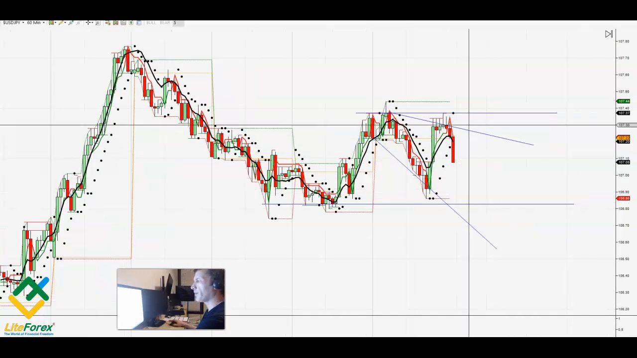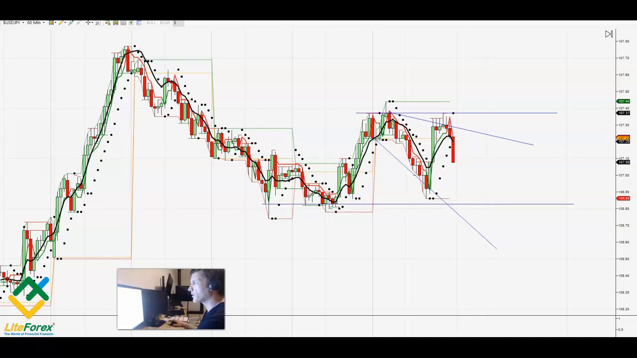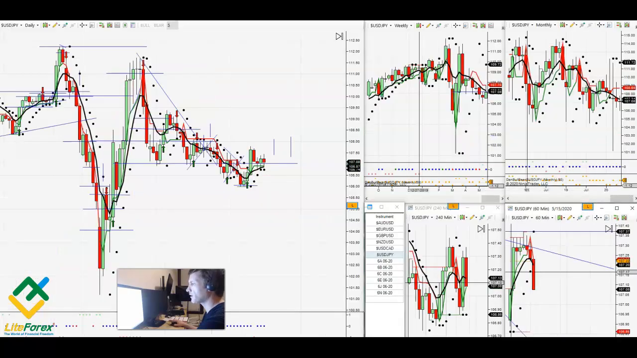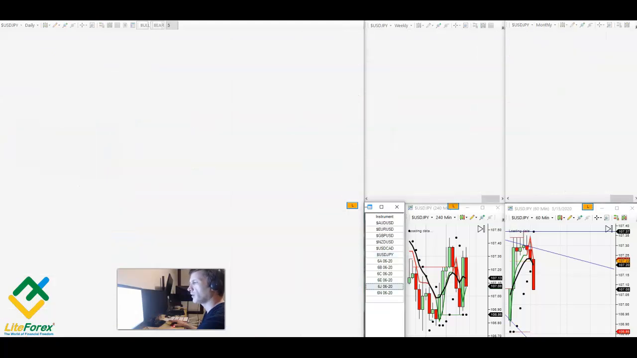Yeah, so this one needs to be watched, of course. It needs to break above that resistance, 107.37, 107.40. Of course, this is looking quite bearish. So this is a wait and see. Let's take a look and see what the yen.